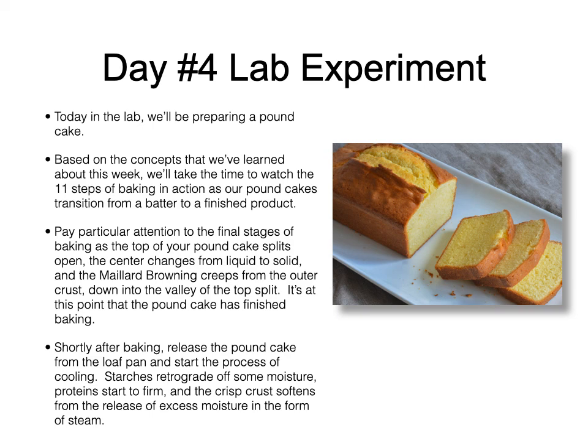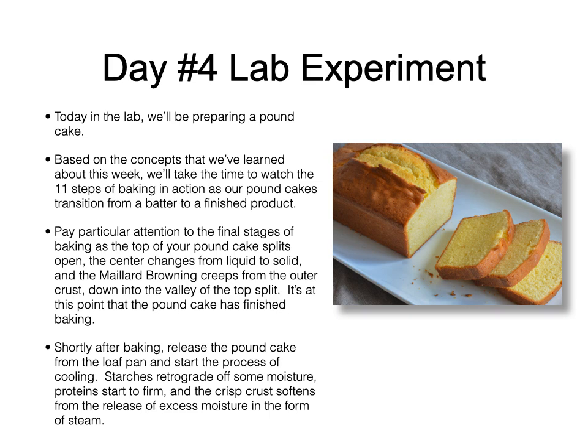You'll see that this picture is a perfect example of what I'm describing. Pay particular attention to the final stages of baking as the top of your pound cake splits open, the center changes from liquid to solid, and the Maillard browning creeps from the outer crust down into the valley of the top split. When you see that browning creeping into the valley, going from the mountains to the valley, that's when you know your pound cake is done.